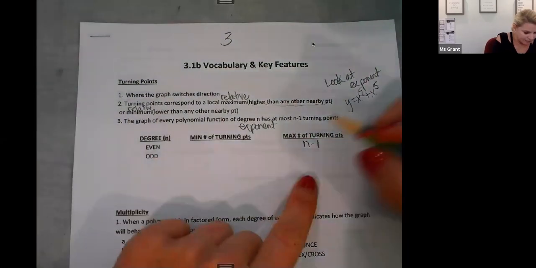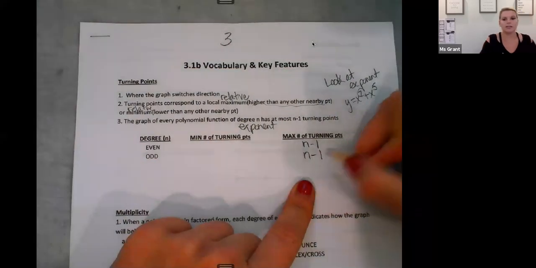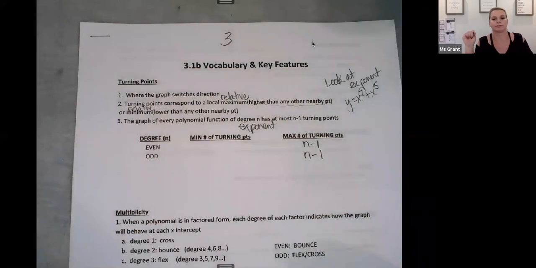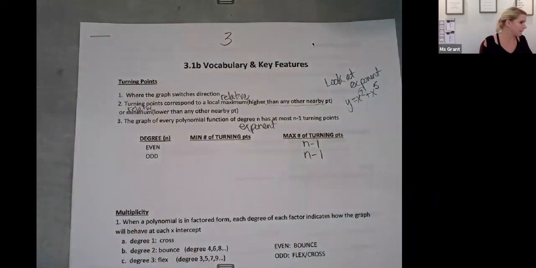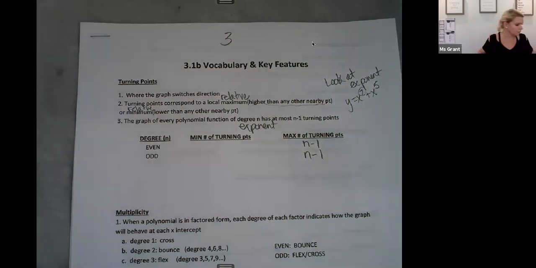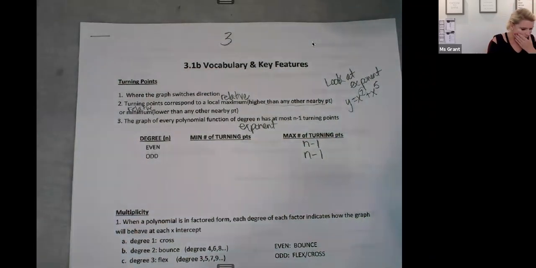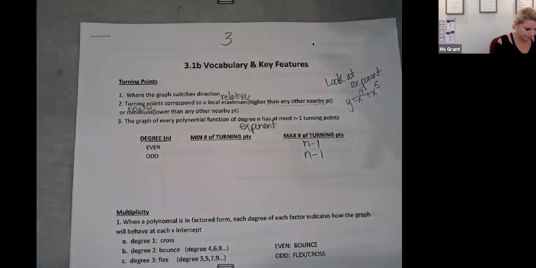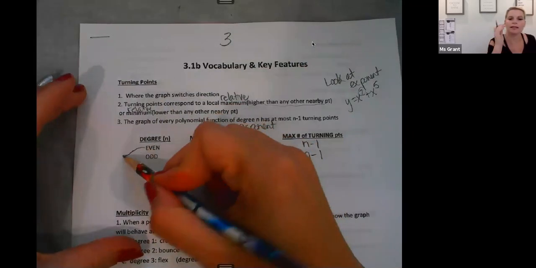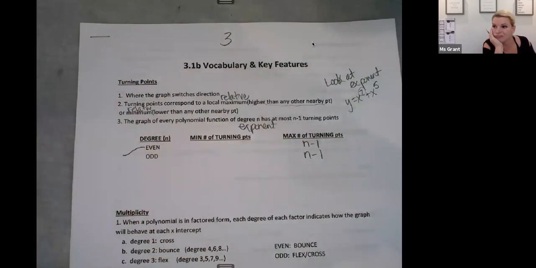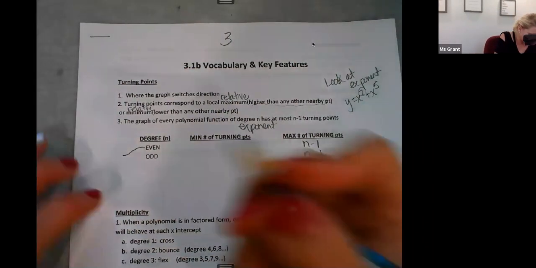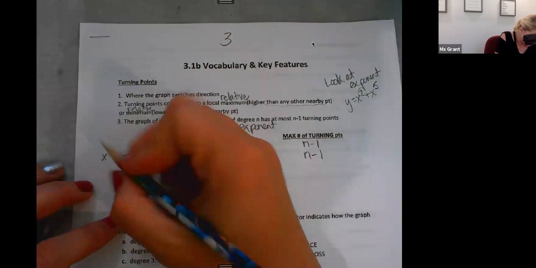And that's if it's an even function. It's also if it's an odd function. That's the most turns it could have. Now the least number of turns that it could have: if it's even, think about the smallest even degree, x squared. So x squared looks like this.